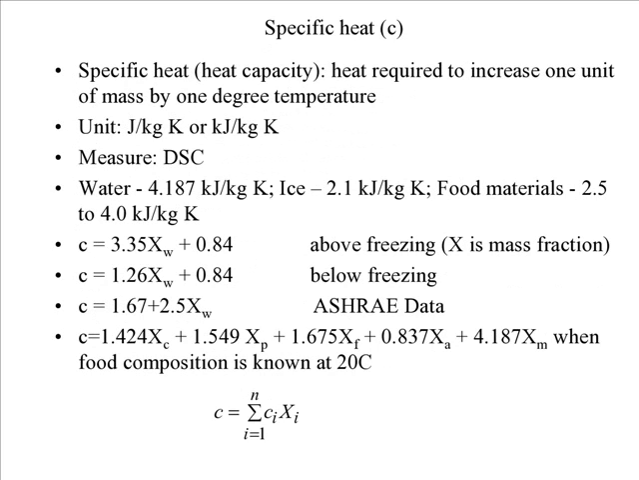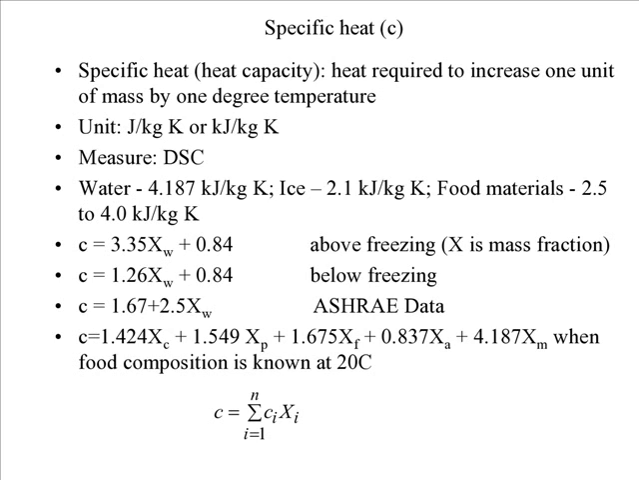The first thermal property we'll discuss is specific heat, which is represented by the letter C. Specific heat, and a variation of it, the heat capacity, is the heat required to increase 1 unit of mass by 1 degree temperature. The unit of specific heat is joules per kilogram Kelvin, or kilojoule per kilogram Kelvin. And the measurement is done by a DSC, which is a particular piece of equipment. That's the acronym for it.